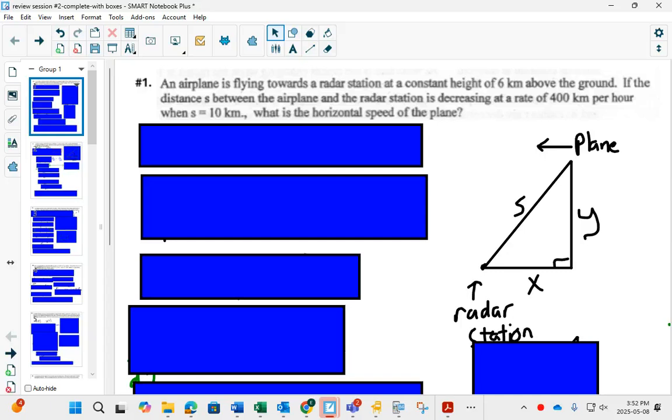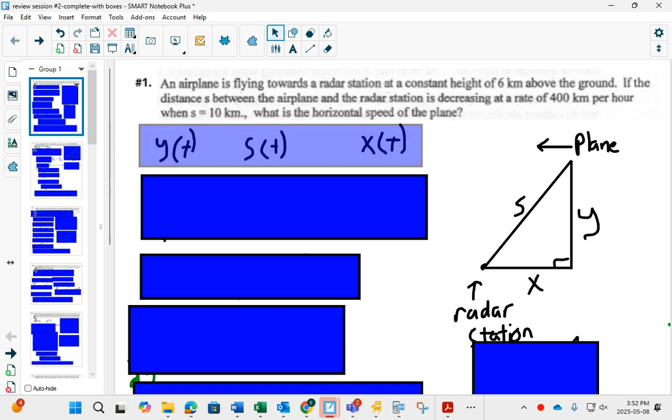So in this question, they might have given a diagram, I had to redraw it here. The s is the distance between the plane and the radar station. You've got a horizontal distance x and a vertical distance y. Now this vertical distance y, I labeled it as y on here, but it is fixed because it's always 6. So it would have been okay to label y as 6 here.